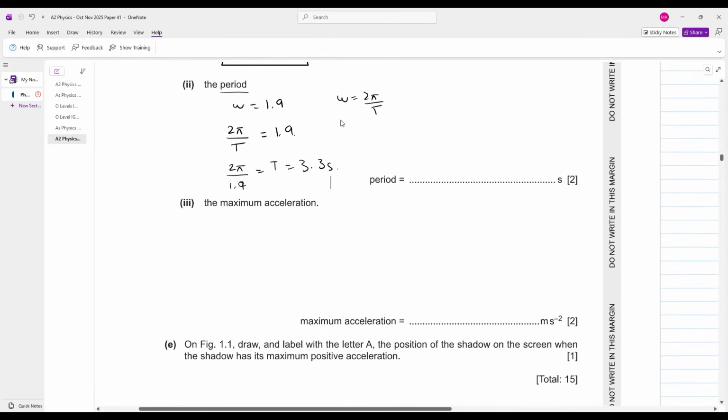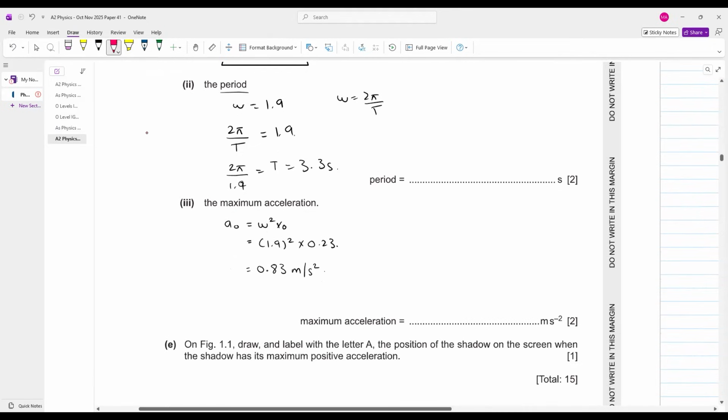Okay. Now you have to calculate the maximum acceleration. What is the formula for maximum acceleration? a naught is equal to w square x naught. What is w? 1.9 squared. What is x naught? 0.23. Multiply, beta. What does your answer come out to be? The answer comes out to be 0.83 meters per second square. Simple, easy peasy, nothing complicated here. Let's further move ahead.